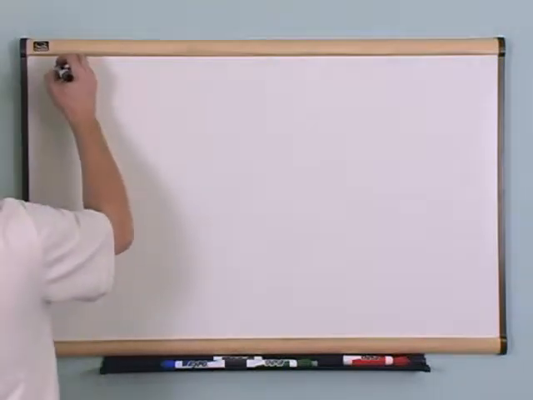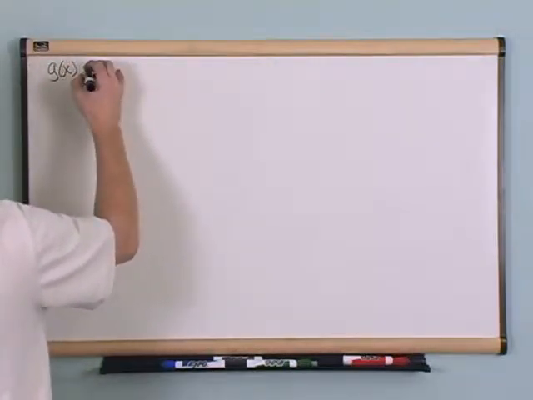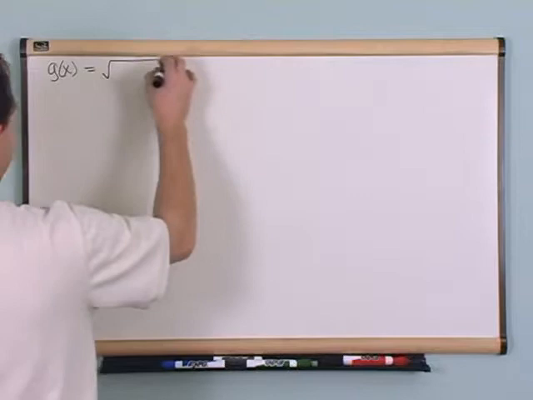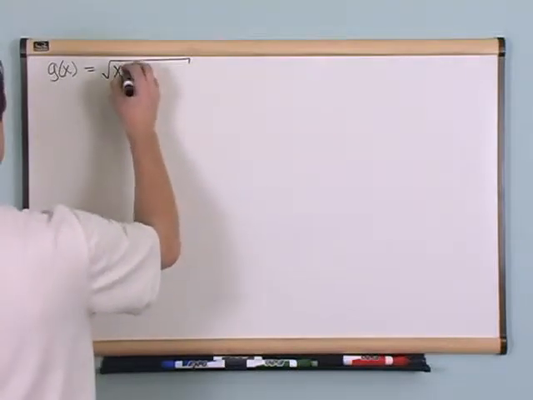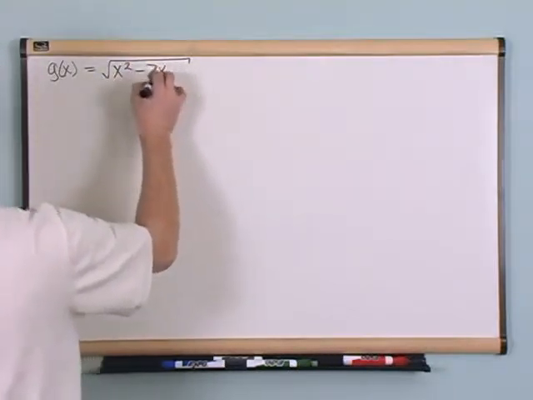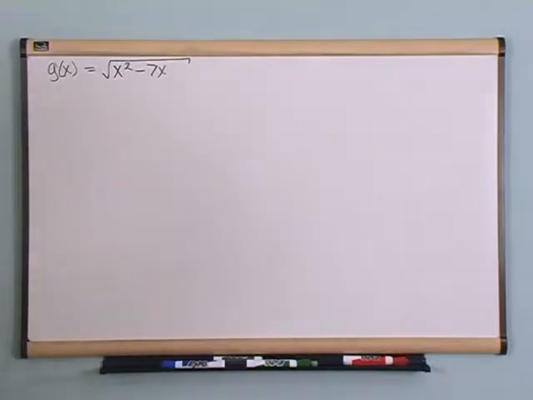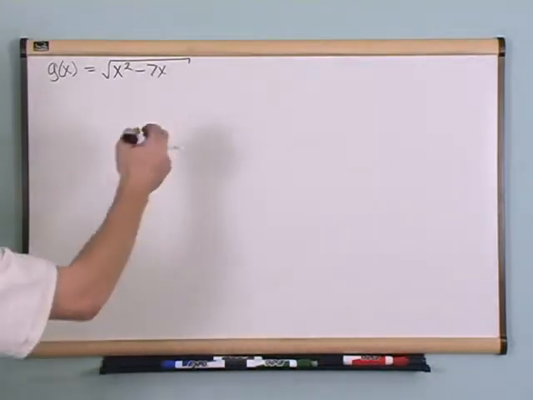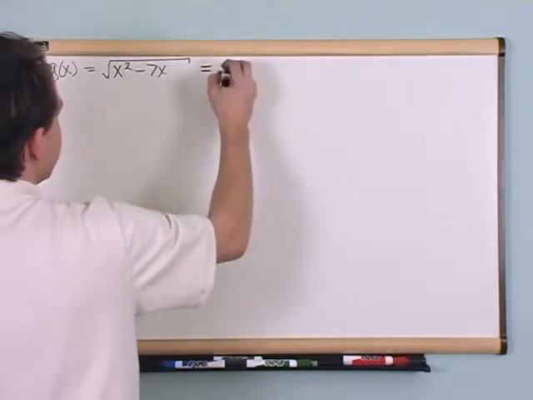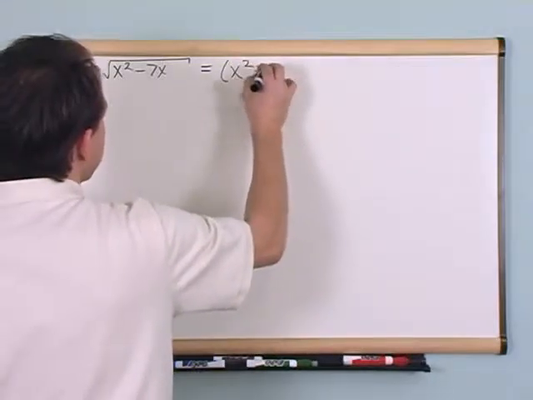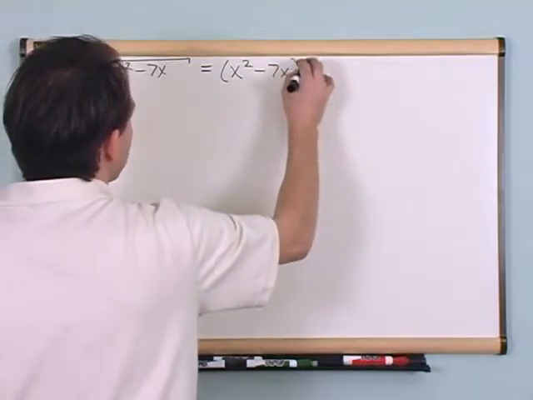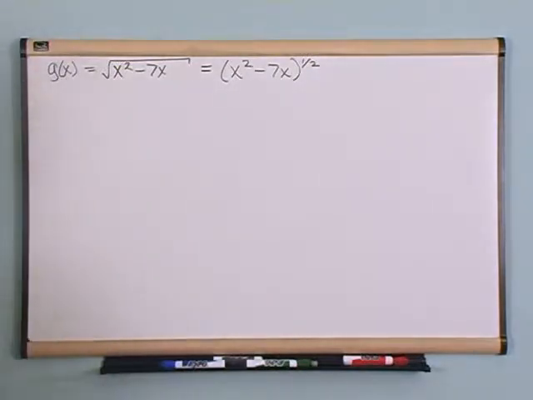What if you have g of x, and that's simply equal to the square root of x squared minus 7x? Well, my advice right off the bat, anytime you see a square root, just go ahead and write it as an exponent. So (x squared minus 7x) to the 1/2 power. The question is, take the derivative of that.